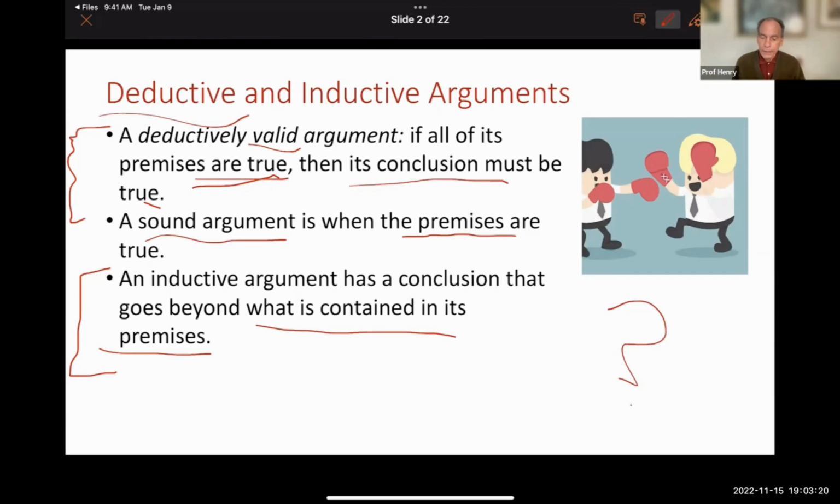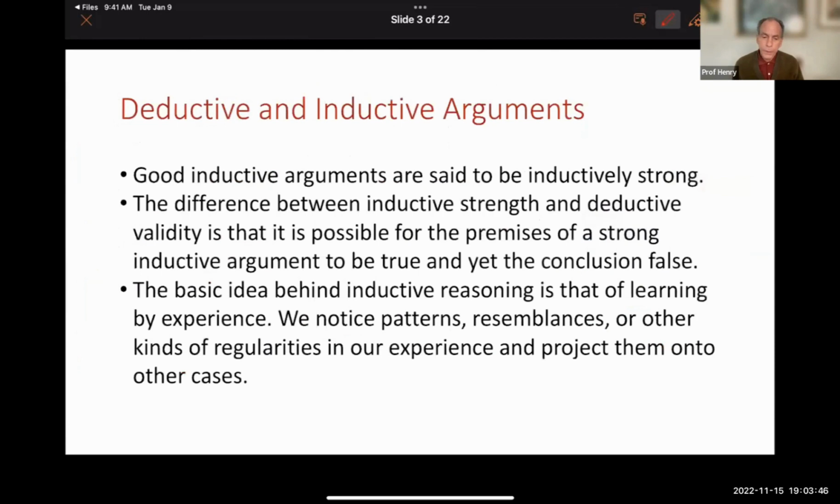So again, with critical thinking and inductive arguments, you have to determine whether all the premises are true or not, or whether there's an additional premise that could lead you to another conclusion. With inductive arguments, we don't talk about validity as in deductive arguments. We talk about strength. How strong is it?